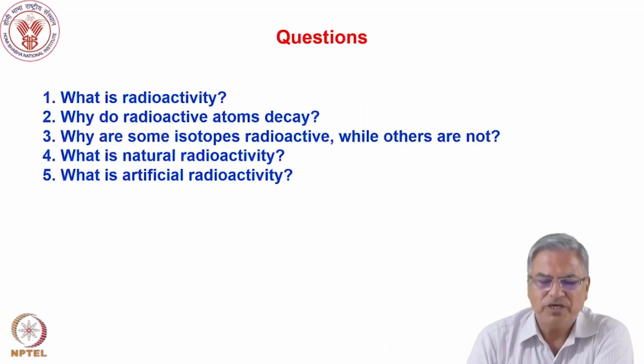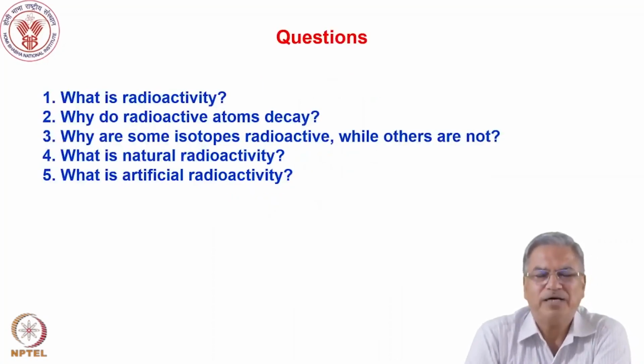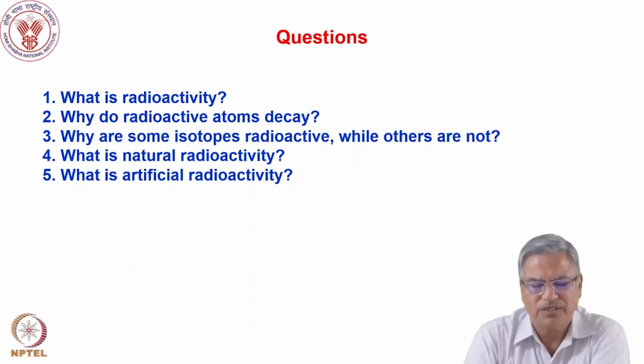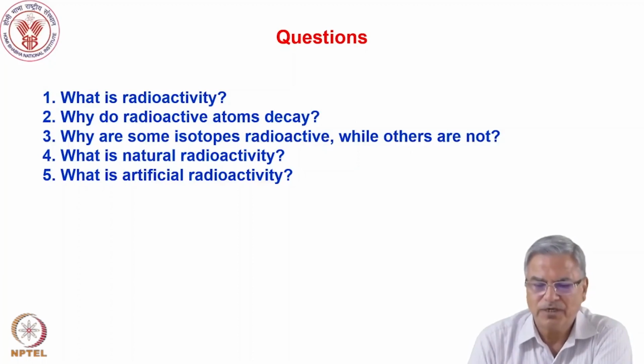So this lecture I'll put in terms of asking some questions, so that at the end of this lecture, the students will be able to answer the questions that I have shown here. What is radioactivity? Why do radioactive atoms decay? Why are some isotopes radioactive while others are not? What is natural radioactivity and what is artificial radioactivity? So these questions you should be able to answer after attending this particular lecture.